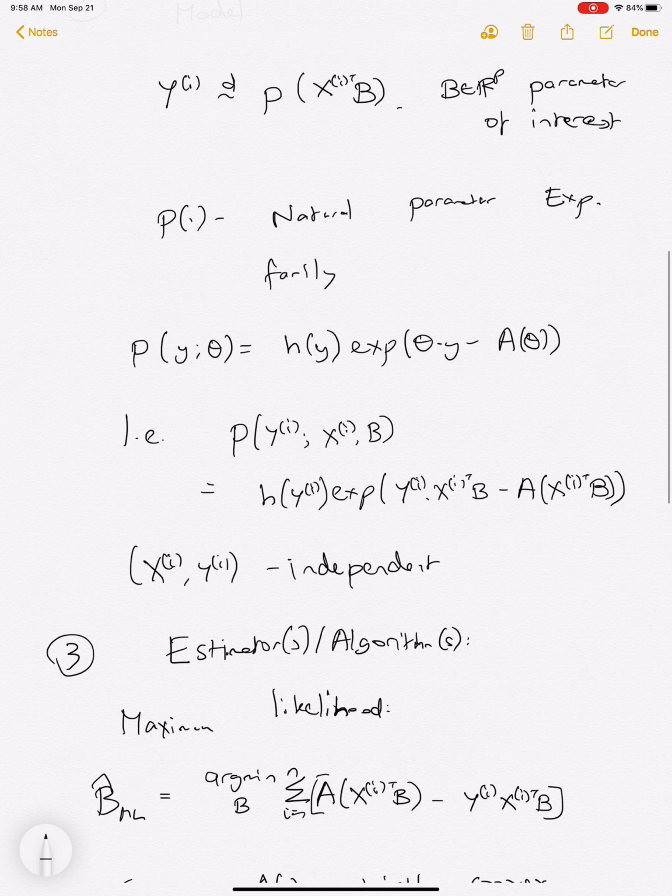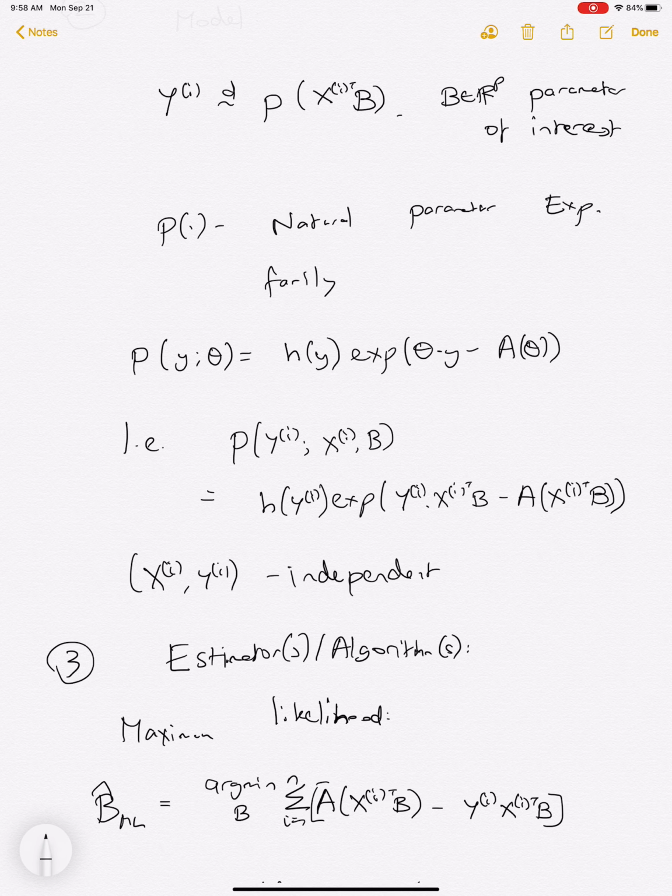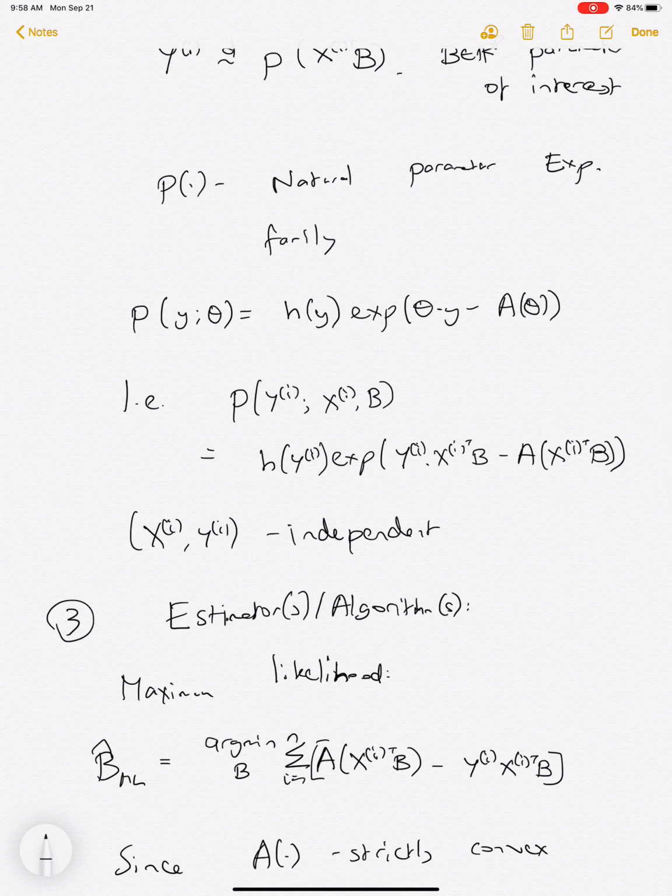In particular, to write out the form, the natural parameter exponential family has this form where theta is the natural parameter, A is the log partition function, and h is the base measure. So what we're really saying is that x^i and y^i are independent, and that the distribution follows this form relating x^i and y^i when we plug into the natural parameter exponential family.